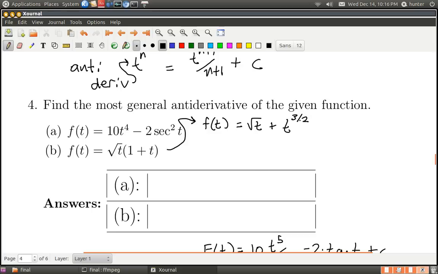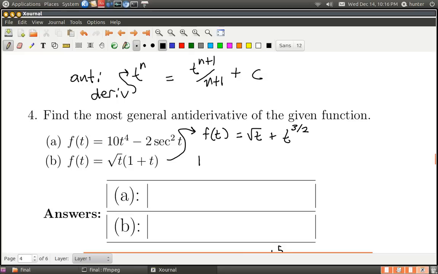Okay, so here we are ready to take the antiderivative of this thing. We just use this rule. So the antiderivative is, alright, so this is t to the 1/2. So when I take the antiderivative, it'll be t to the 3/2 over 3/2.